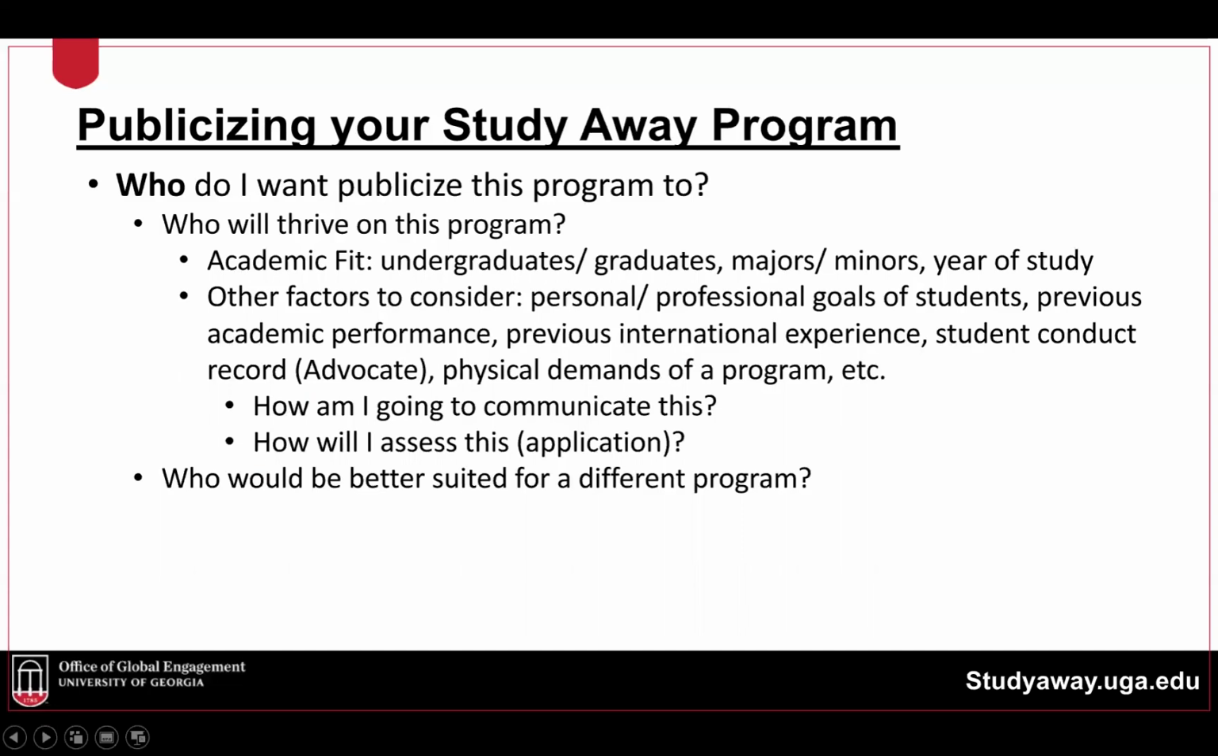Really thinking about what type of experience or knowledge, skills and abilities, those types of things you want to involve in the program. Some other factors to consider outside of the academics: any personal or professional goals of your students. So getting a bit broader, where does this program fit into what they want to do? What their previous academic performance has been. That can be as simple as getting an unofficial transcript or just going off of the GPA that's pulled in from Banner. It might not matter to you, and that's fine.